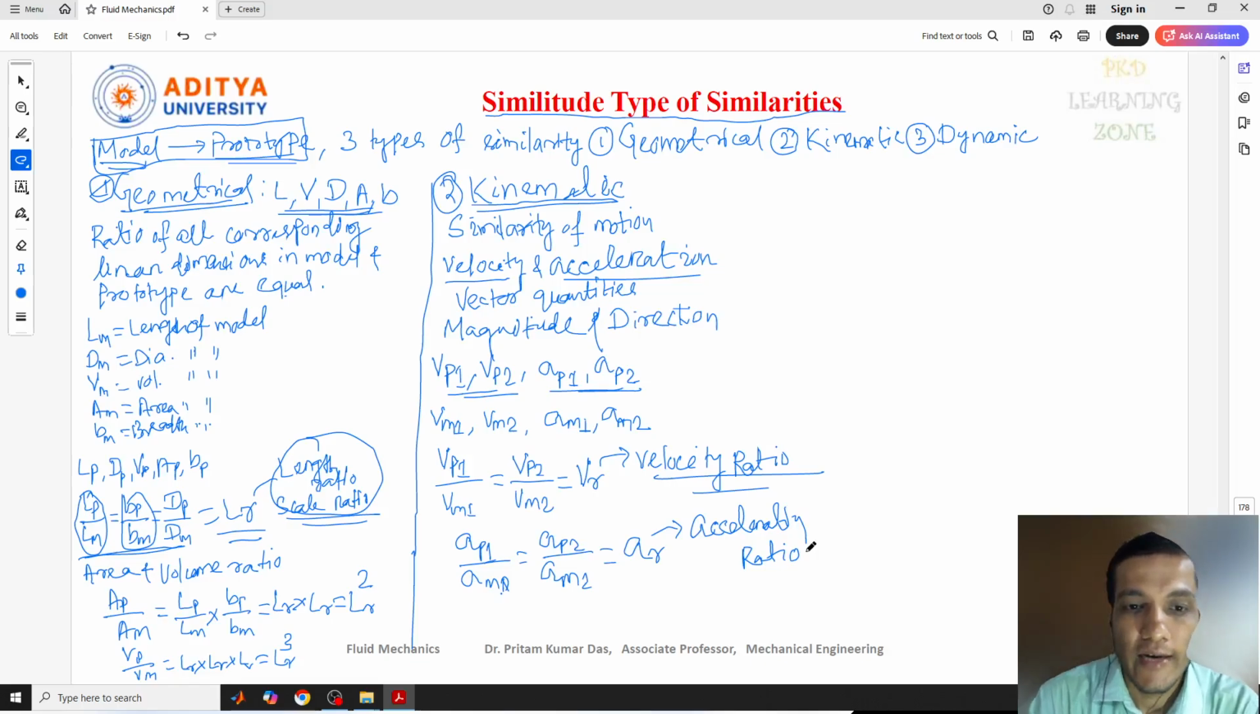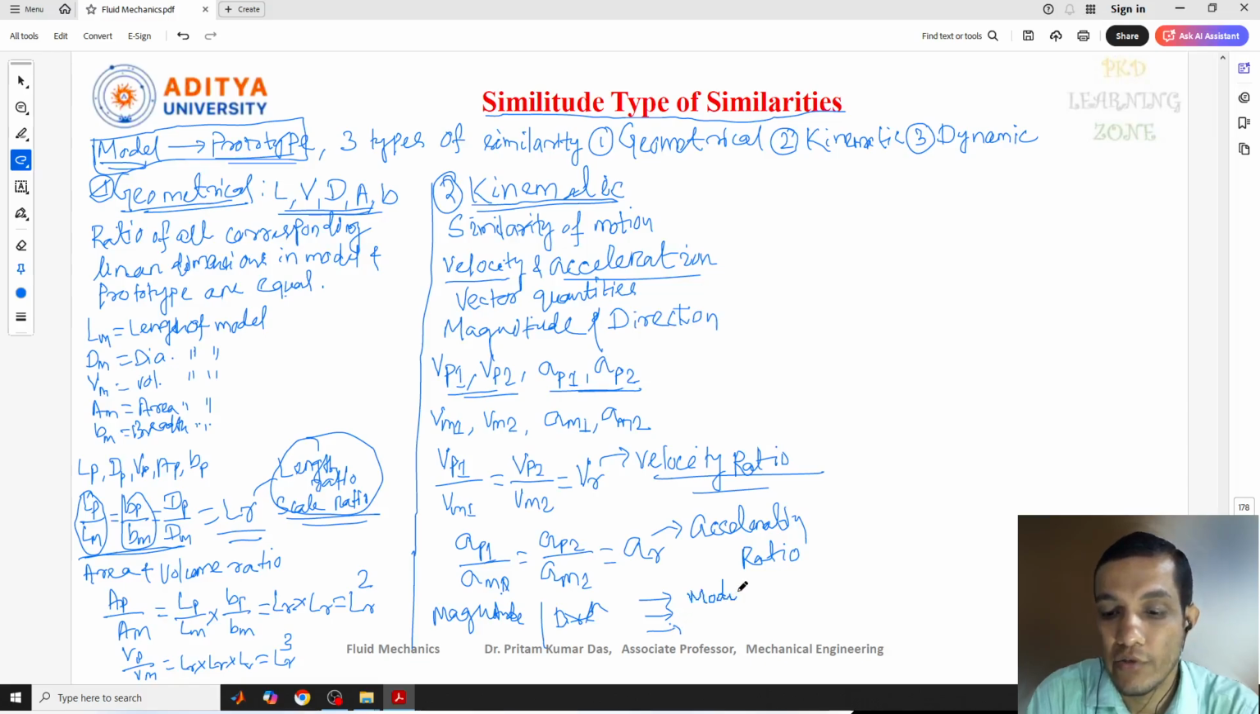Okay, so we need to assure that in both conditions we consider magnitude and directions of these velocities and accelerations, because velocity and acceleration have directions. So both model and prototype directions of velocities should be the same. So this is about the kinematic similarities.